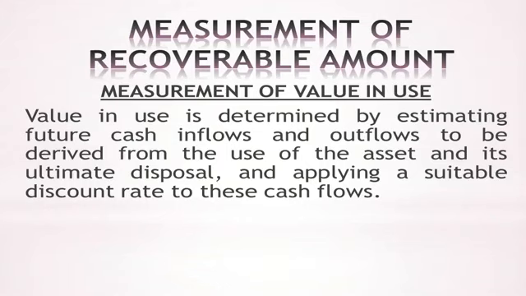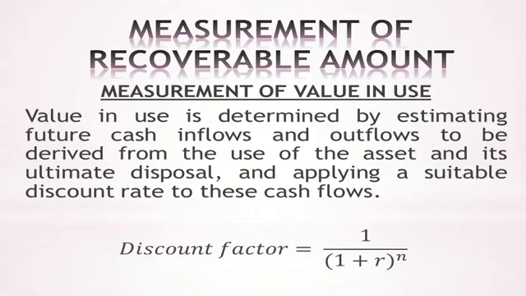So the future amounts of this asset, we need to estimate them. Once you estimate these future amounts, you need to discount them to present value, and you do this using the discount rate, also termed the discount factor. Now, how do we calculate the discount factor? The discount factor is 1 over (1 plus r) raised to the power n, where r is the rate or cost of capital, and n is the number of years.